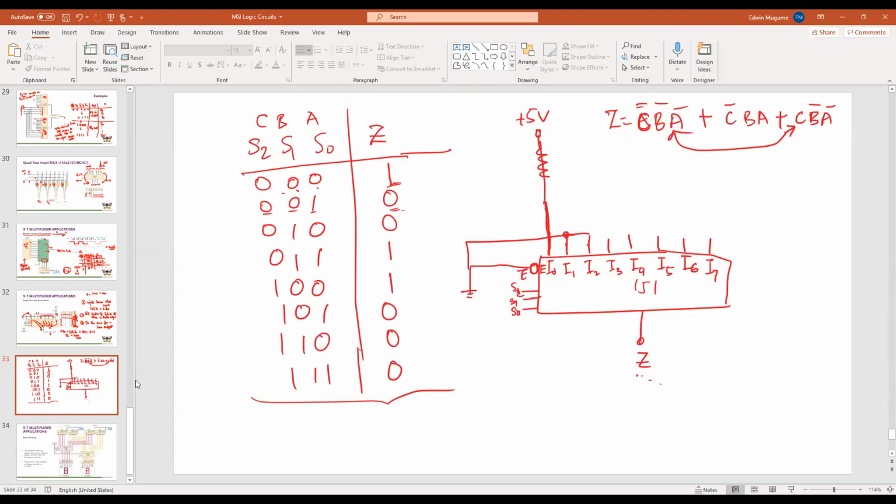The same thing with that one, but I3 is high, and so is I4, but I5, I6, and I7 are both 0. Okay, so this is how I would implement my logic circuit that is described by that truth table using a 151 multiplexer.